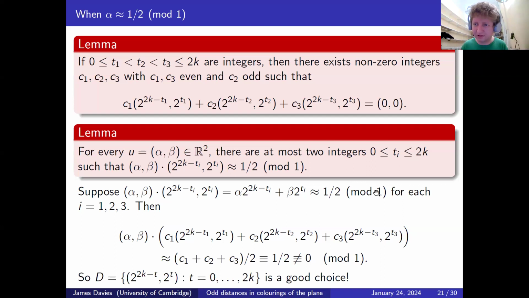Okay, so this shows us that this set of primitive generators is a good choice. We're only going to fall into this bad case at most twice. And again, the set of primitive generators is these points in Z squared of the form (2 to the 2k minus t, 2 to the t). And really the key property here is this sandwiching property: in the first coordinate we have decreasing powers of 2, and in the second we're increasing.